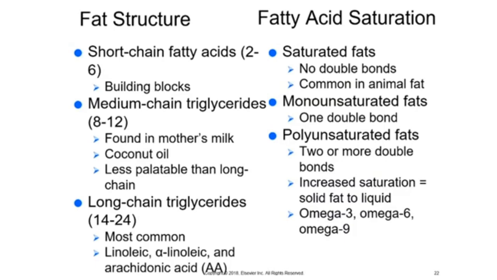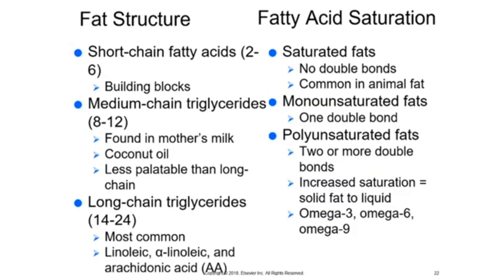So short chain fatty acids are mostly the building blocks, like acetic, butyric, like that. In case of goat milk, there is capric, caproic, like that. Then medium chain triglycerides are mostly found in milk or coconut oil. They are less palatable than the long chain fatty acids, whereas long chain fatty acids are present mostly as triglycerides. They are the major or most common. As I already mentioned, the linoleic, linolenic and arachidonic, the essential fatty acids, are long chain fatty acids, and their presence makes the fats more soft or liquid.